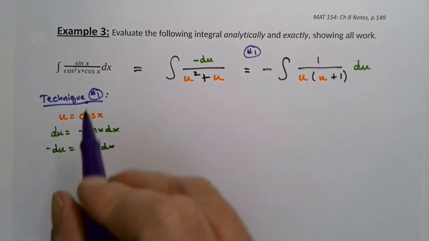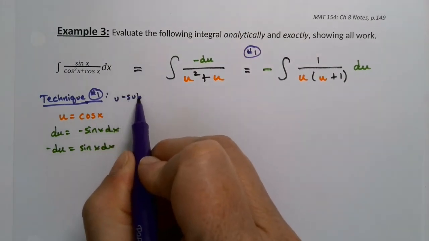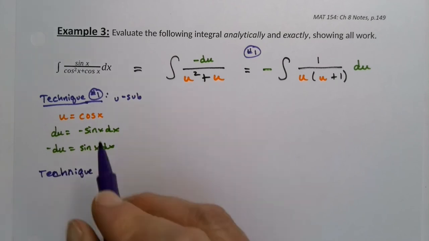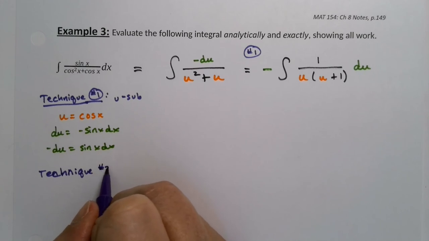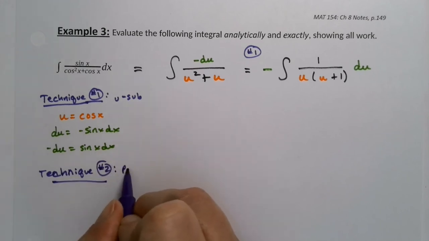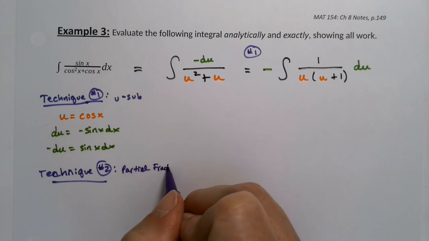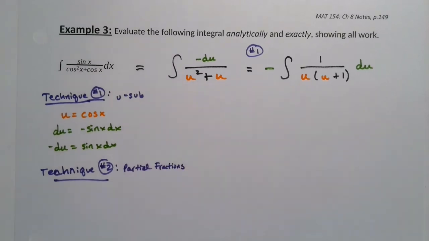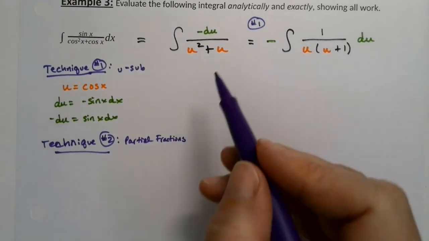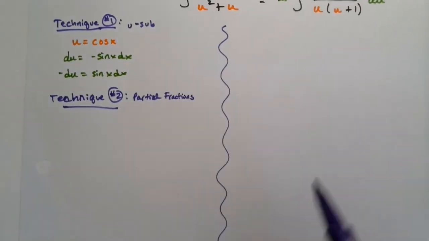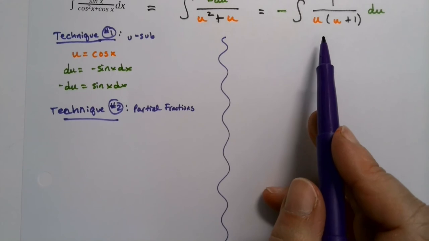So technique number 1 gets us here. And now we need technique number 2. So this was U sub for technique number 1. Technique number 2 is going to be, oh, so much fun. Actually, it won't be too bad because it's a pretty small one. So number 2 will be partial fractions. We need to separate out our factored denominator. And the only way to do that is to rewrite it with partial fractions.